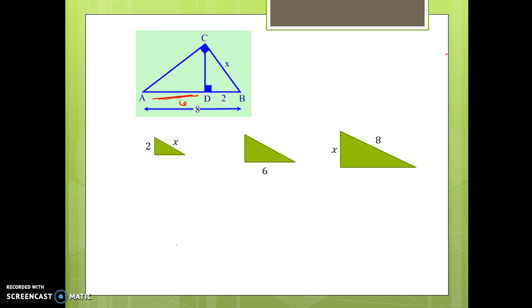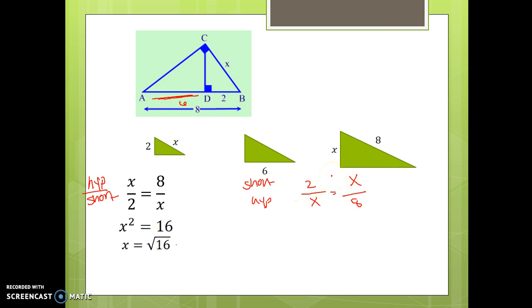From there, I have the hypotenuse and the short leg, so I can set up my proportion. I did hypotenuse over short. You could have just as easily done the short leg over the hypotenuse. If you look at the little triangle, the short leg is the 2, the hypotenuse is the x. On the big triangle, the short leg is the x, the hypotenuse is the 8. I'm still cross-multiplying and getting the same thing. Square root of 16, which is 4.